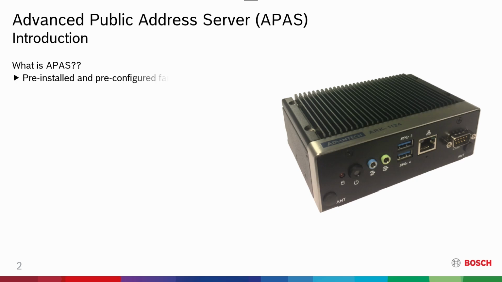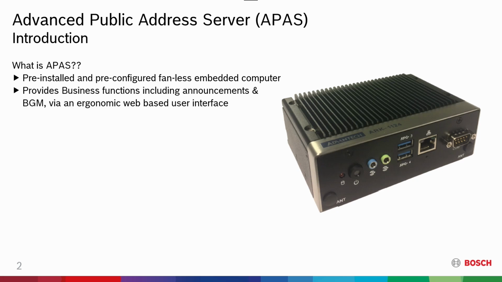So what is APAS? APAS is a small, compact server, a little computer. You can see it's about a third of a rack U wide, 1 rack U high. It's a fanless computer, so it works silently. It's got 2 network ports, and it's pre-installed with the APAS software. Its purpose is to provide business functions, including announcements and background music, via an ergonomic web interface to make it very user-friendly.